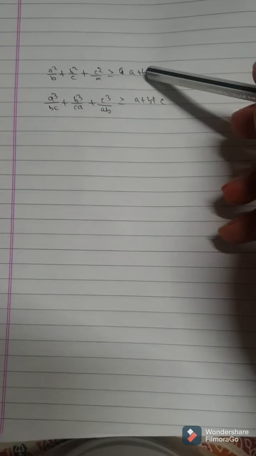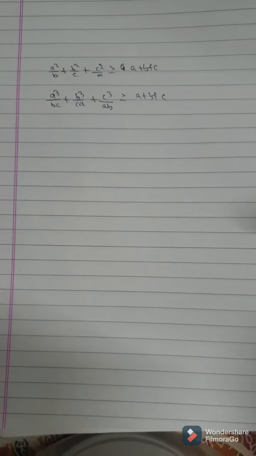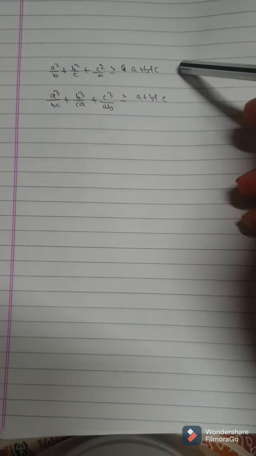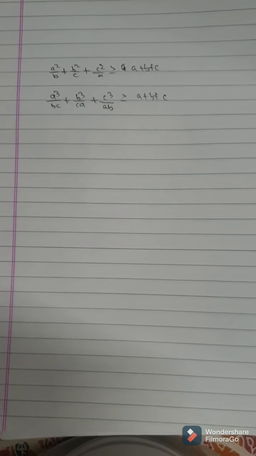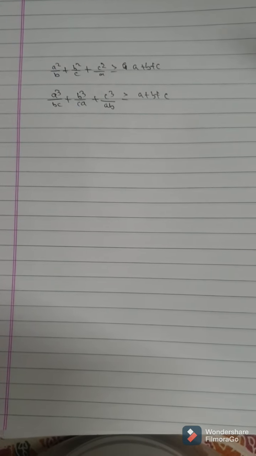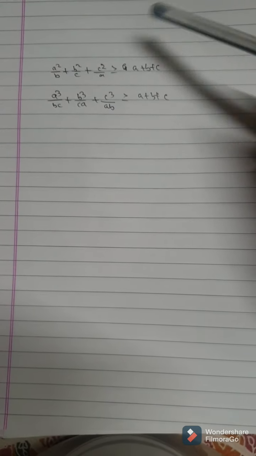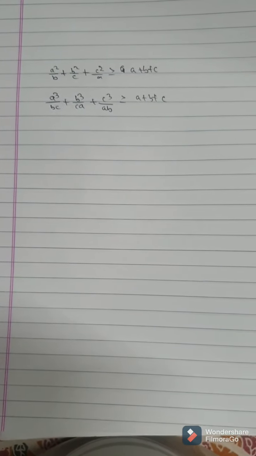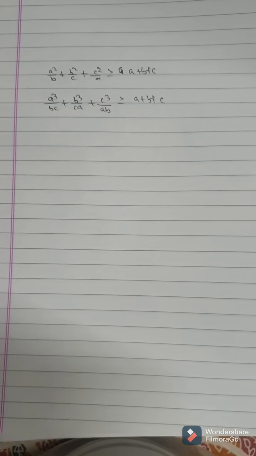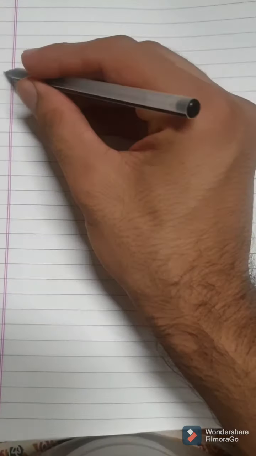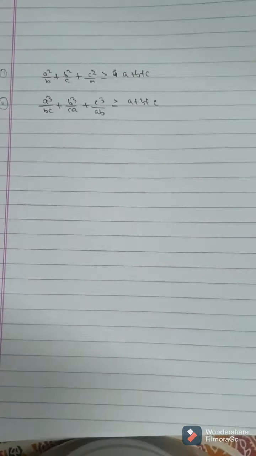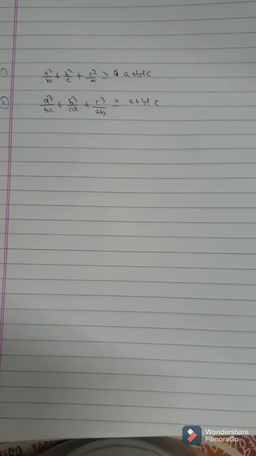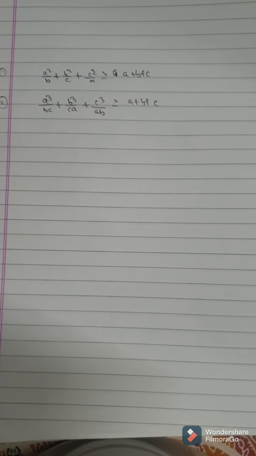Guys, today we will continue our study on inequalities and we will solve two examples which are harder and more tricky than the previous ones which I have told you. The first one is prove that a square by b plus b square by c plus c square by a is greater than or equal to a plus b plus c, and the second one is a cube by bc plus b cube by ca plus c cube by ab is greater than or equal to a plus b plus c. We need to prove this.